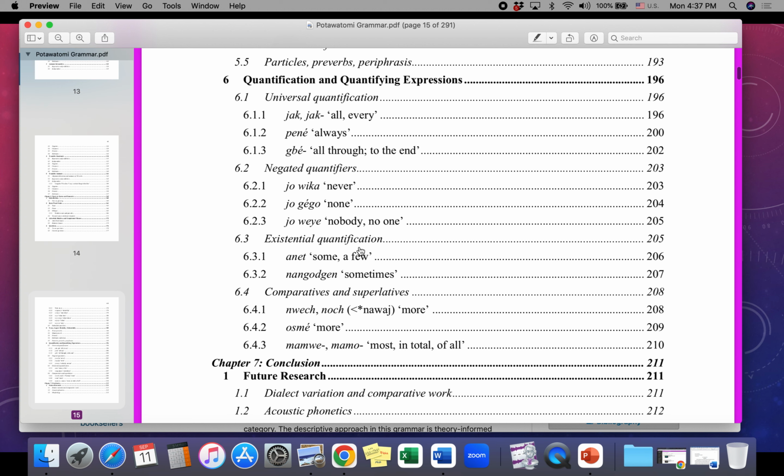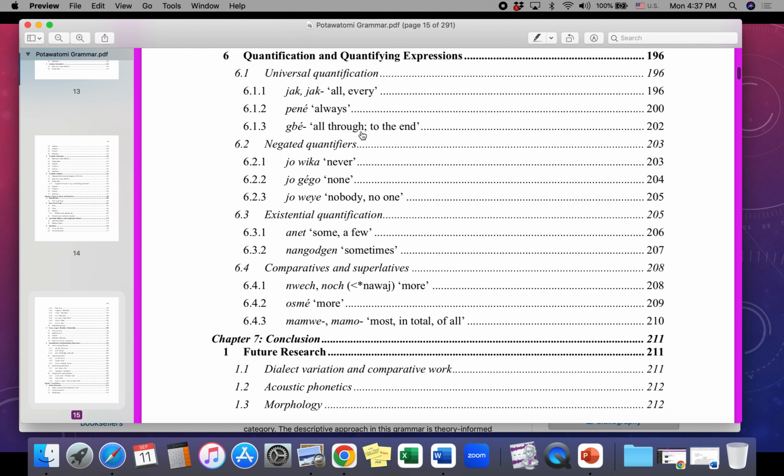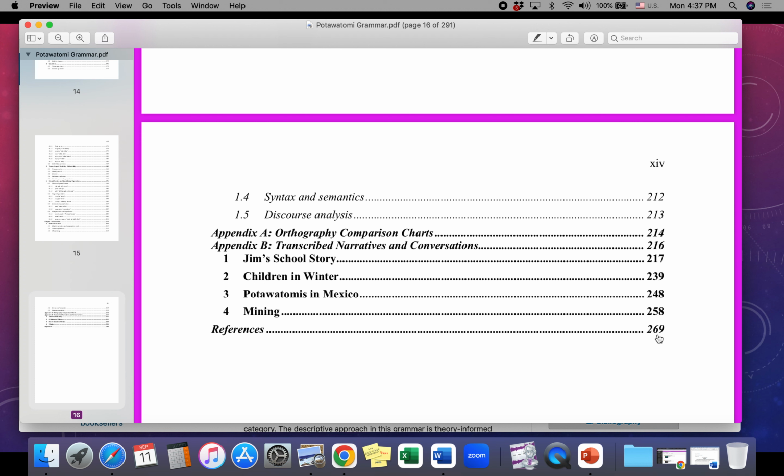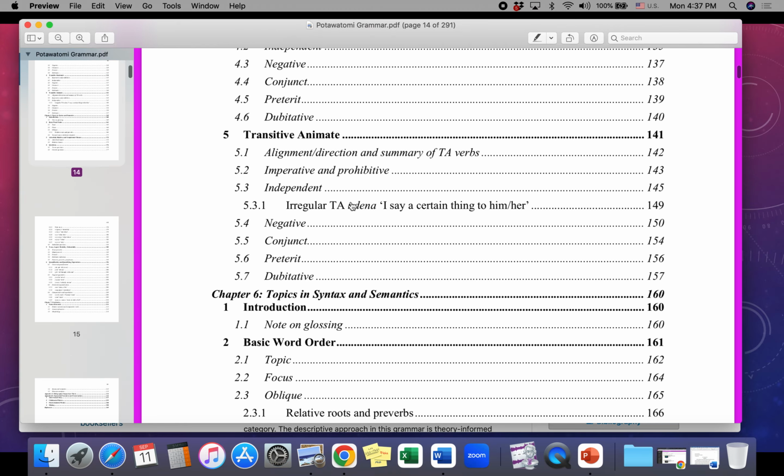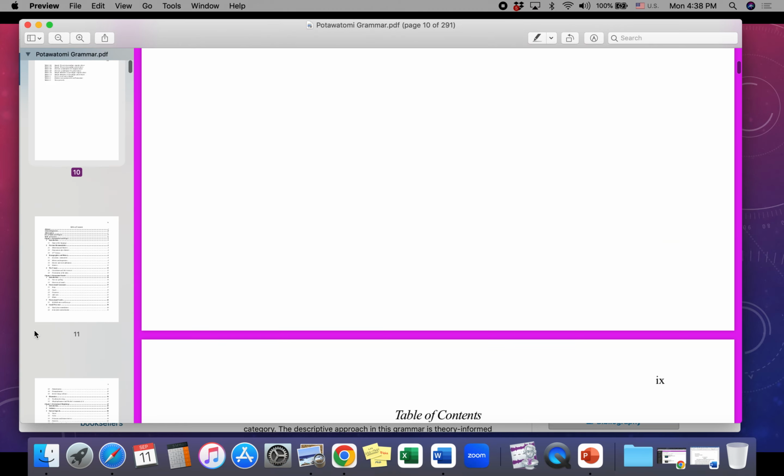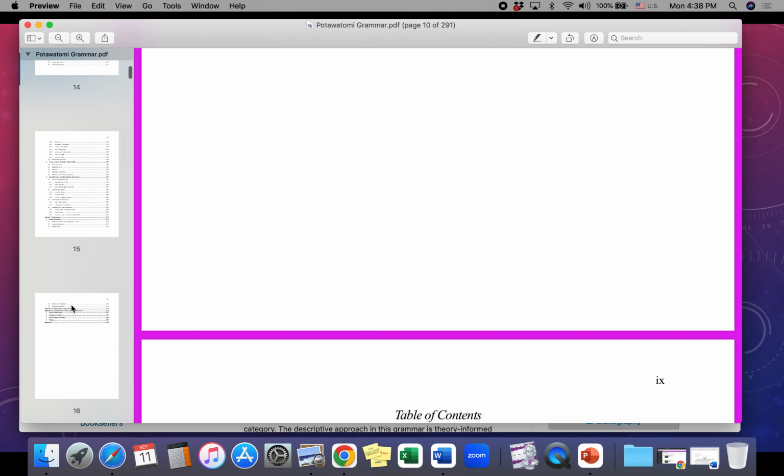Quantifying expressions, so we have like always, never, none, nobody, a few, and so all of that. And then syntax and semantics, a little discourse, and then there's some stories that have been included. So this is a 250 plus page book about every single aspect of the grammar of the Potawatomi language.